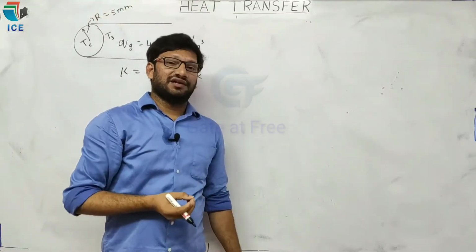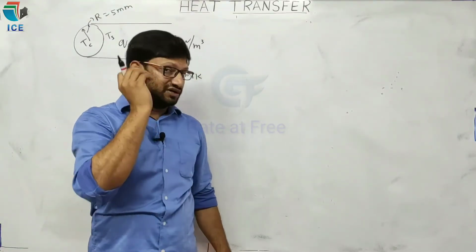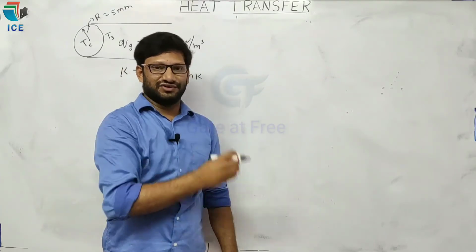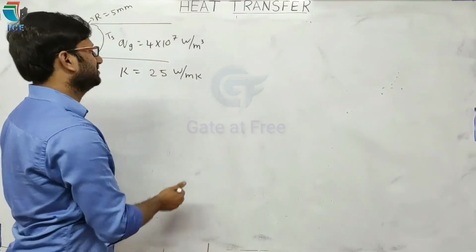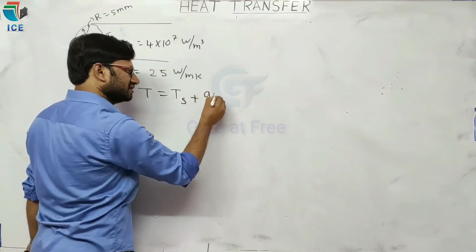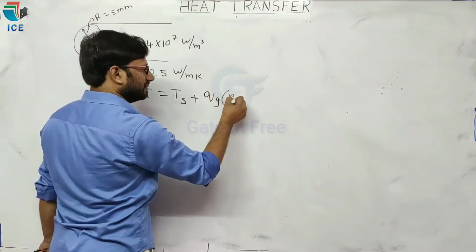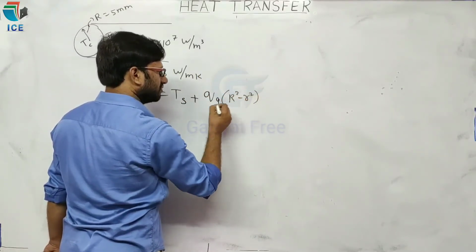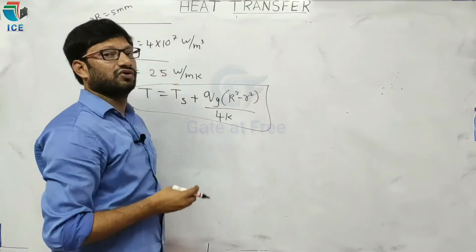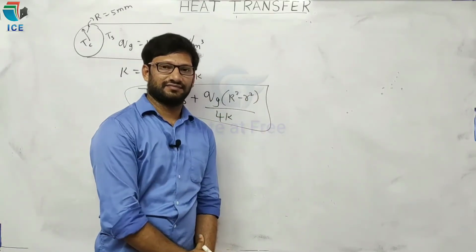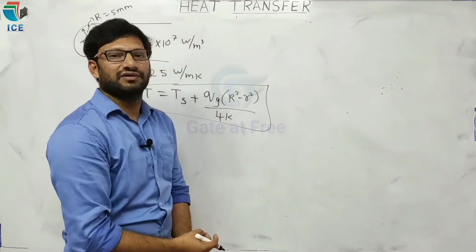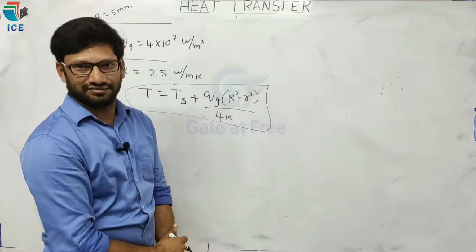I said that in first class you have to remember at least 15 to 20 equations. To solve this question, you have to remember the equation, that is T equal to Ts plus Qg into capital R square minus small r square divided by 4k. This is the equation you have to remember. If you remember the equation, it's okay. But from an exam point of view, it is difficult to recollect this equation.